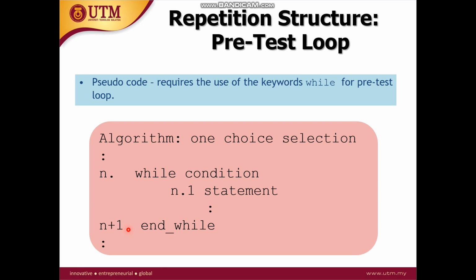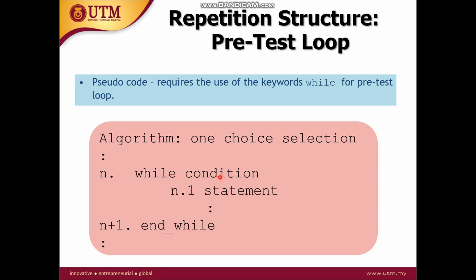Here we have a pre-test loop. Before going to the flowchart, we are going to talk about the pseudo code. For example, we've got one choice selection. This is the loop. The while is a pre-test loop. While this condition is true, this statement is going to be executed. Whatever we have here is going to be executed until we get to the end of the while loop.